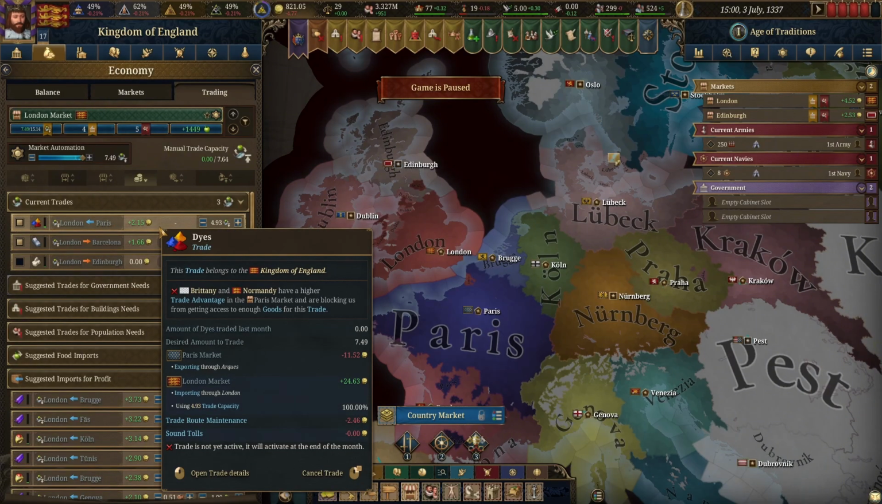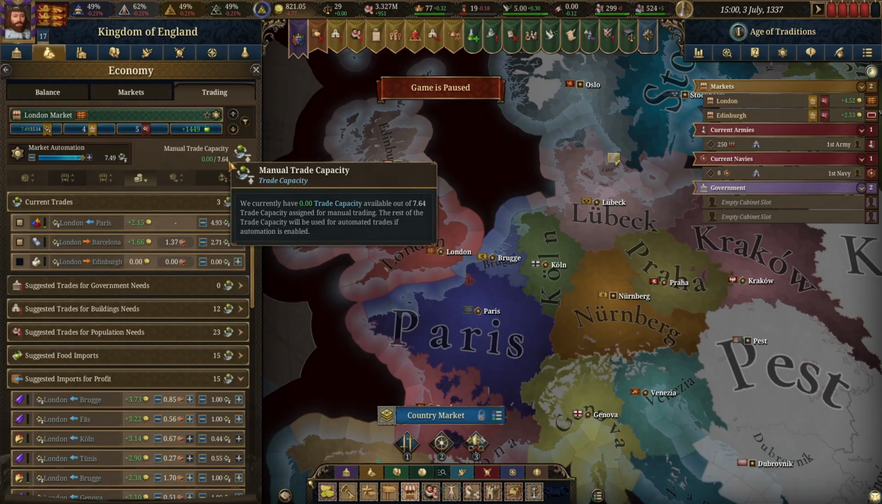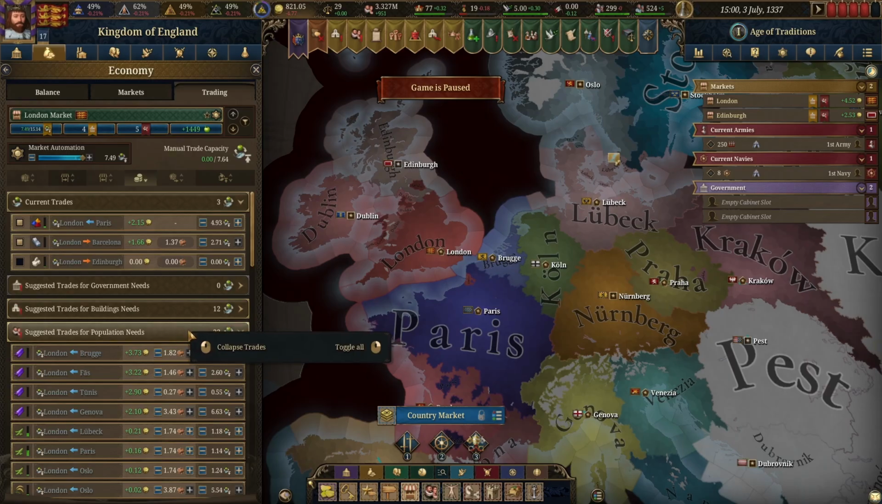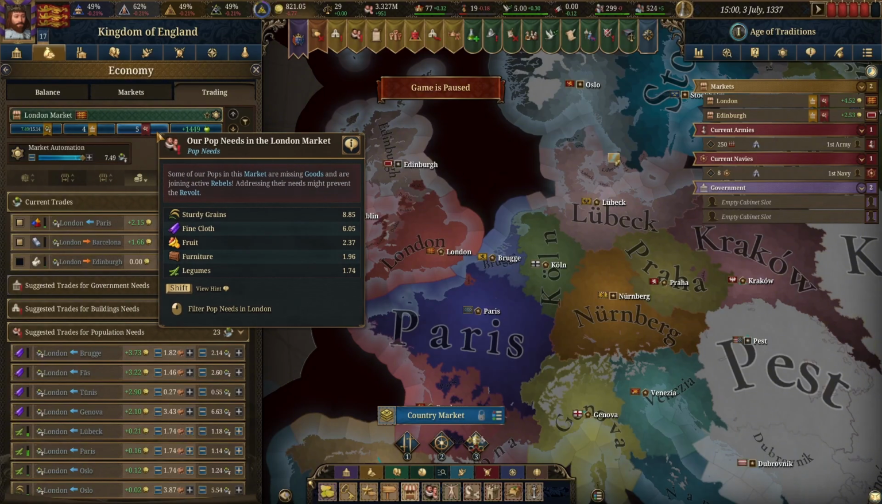But the game would just automatically select other trades under your manual trade capacity cap, thus leaving you both the ability to select the trades that you want and not have to micro so much. And the reason this is important is because the game prioritizes trade routes automatically based on profitability. But notice here that we have several suggestions for population needs, and the happiness of our population is really important. I can see here, when I hover over the population bar, that it looks like our population needs a lot of sturdy grains.